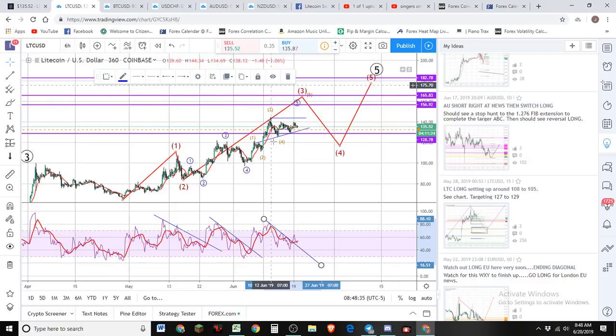But hey, all right. So we really just need to analyze this wave. Right now, I'm projecting it up to 155.